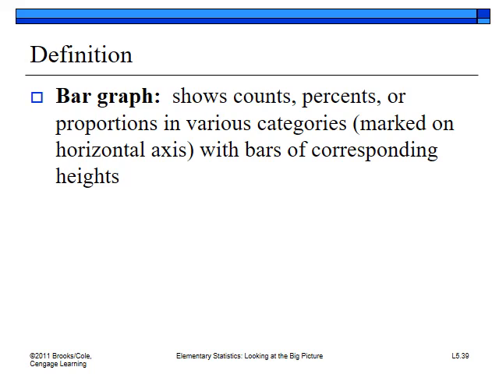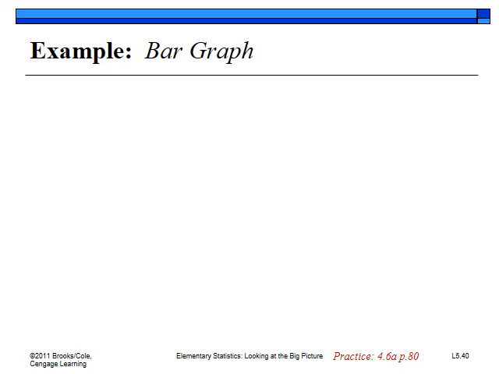The bar graph can display counts, percents, or proportions for the various possible outcomes, which are marked on the horizontal or x-axis. And the heights correspond to the count, percent, or proportion. Now those heights, it turns out, it doesn't matter which of those you choose. The heights relative to the other bars will always be the same. Let's look at an example.